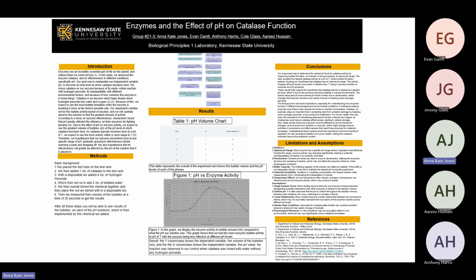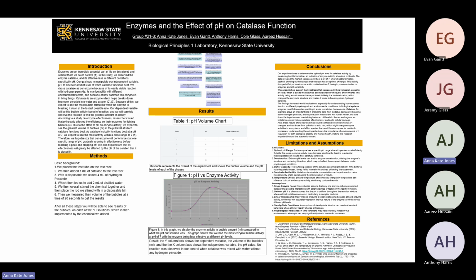This volume of bubbles is the indication of the reaction of hydrogen peroxide breaking down into water and oxygen. Catalase speeds up this process, resulting in a greater volume of bubbles. Previous studies have found that enzymes will function best at an optimal pH, therefore, we expected to have different levels of effectiveness at different pH levels, with one optimal pH level showing a greater volume of bubbles.